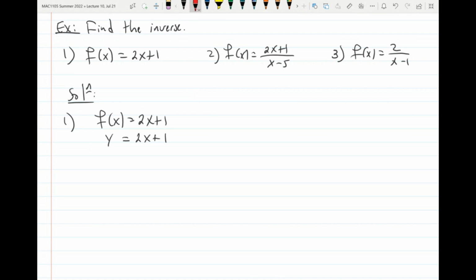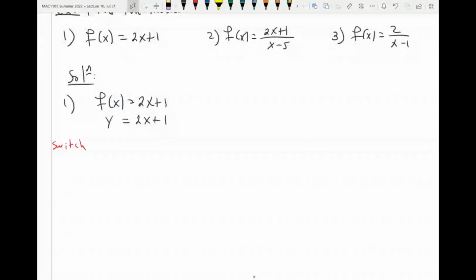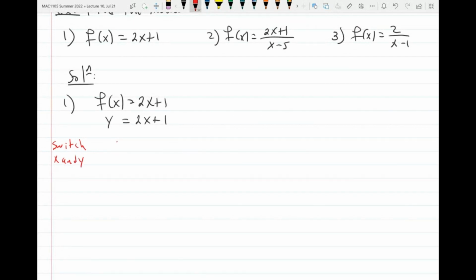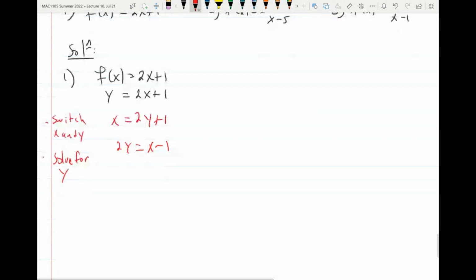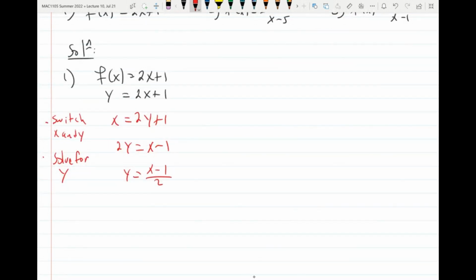So we switch x and y, right? Switch x and y. Okay, so that means that we get x equals 2y plus 1. And now solve for y. That's it. So we get then 2y is x minus 1. So y is x minus 1 over 2, which of course means 1/2 x minus 1/2.